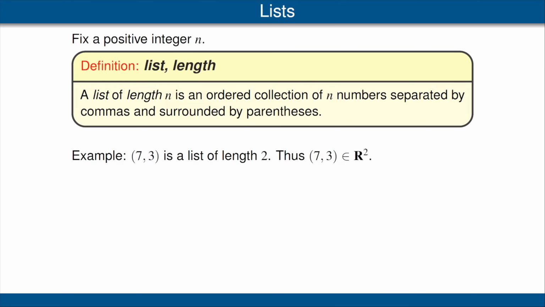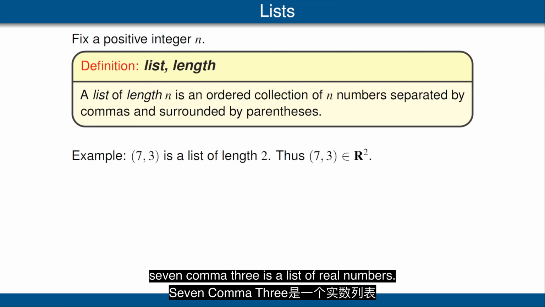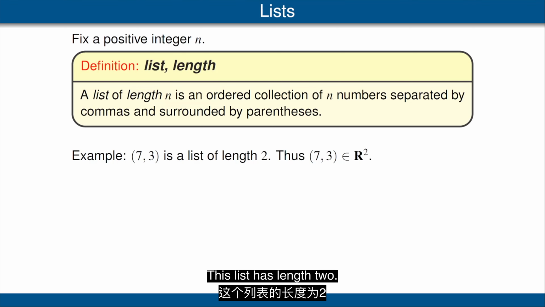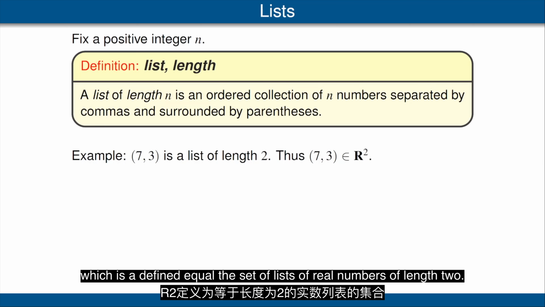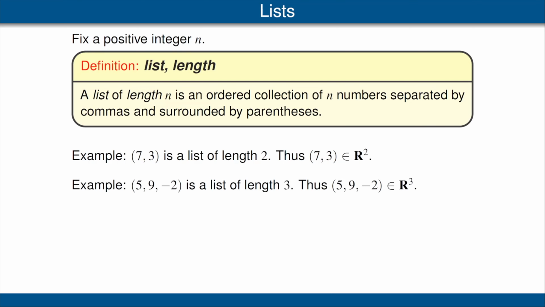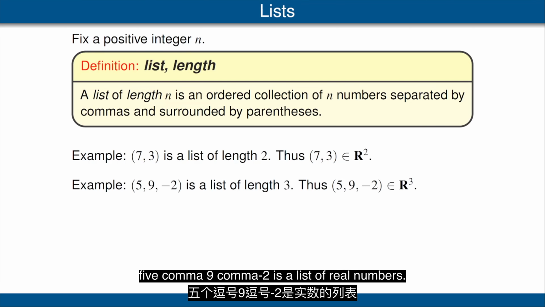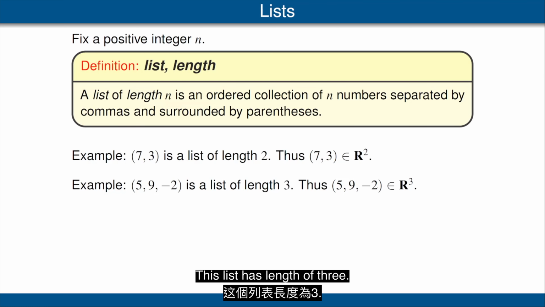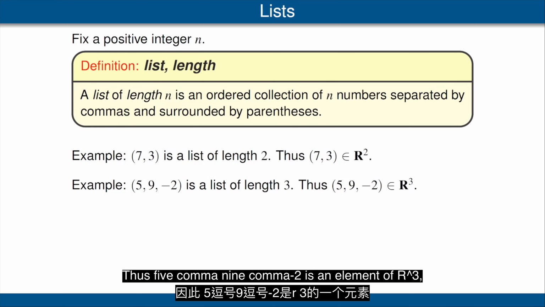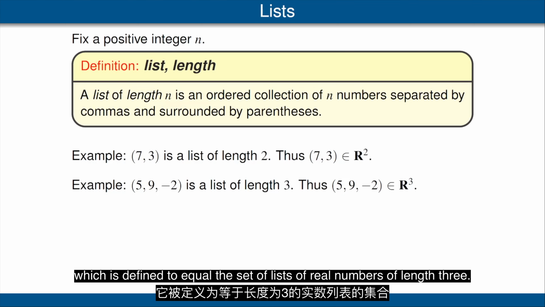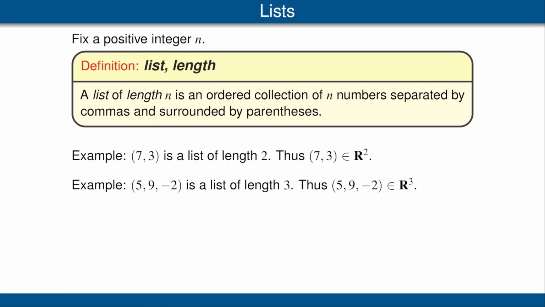For example, (7, 3) is a list of real numbers. This list has length 2. Thus (7, 3) is an element of R2, which is defined to equal the set of lists of real numbers of length 2. As another example, (5, 9, -2) is a list of real numbers. This list has length 3. Thus (5, 9, -2) is an element of R3, which is defined to equal the set of lists of real numbers of length 3.